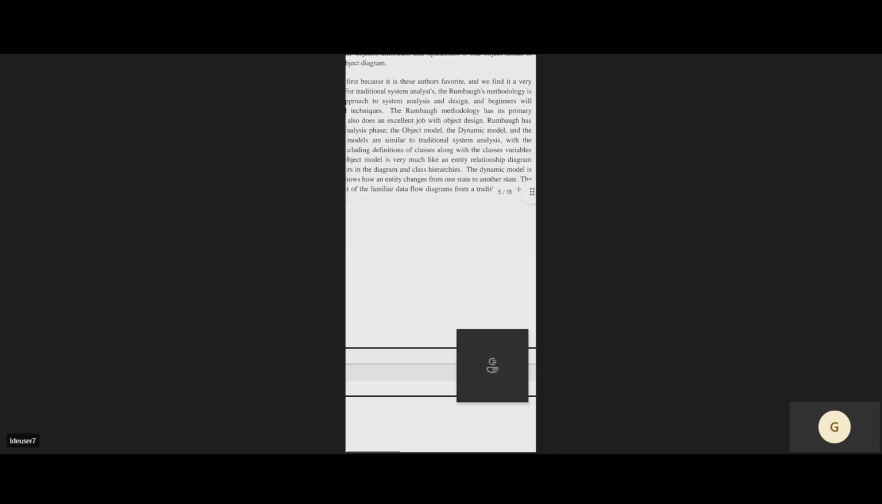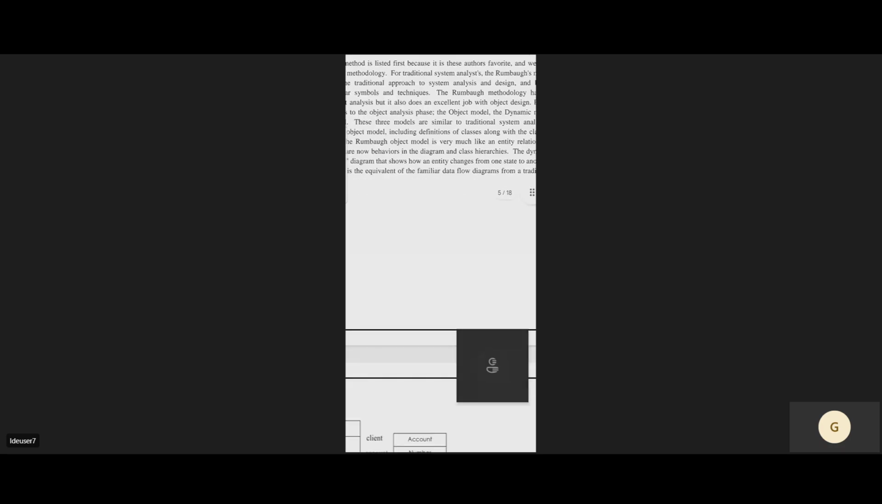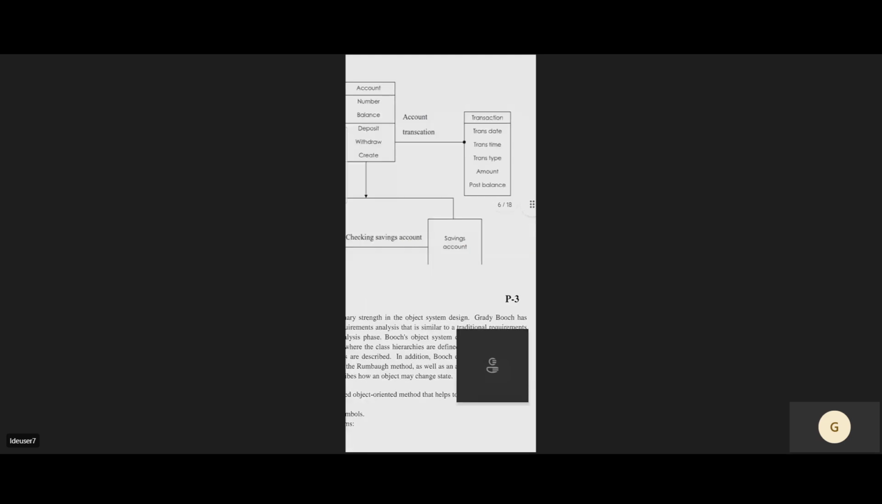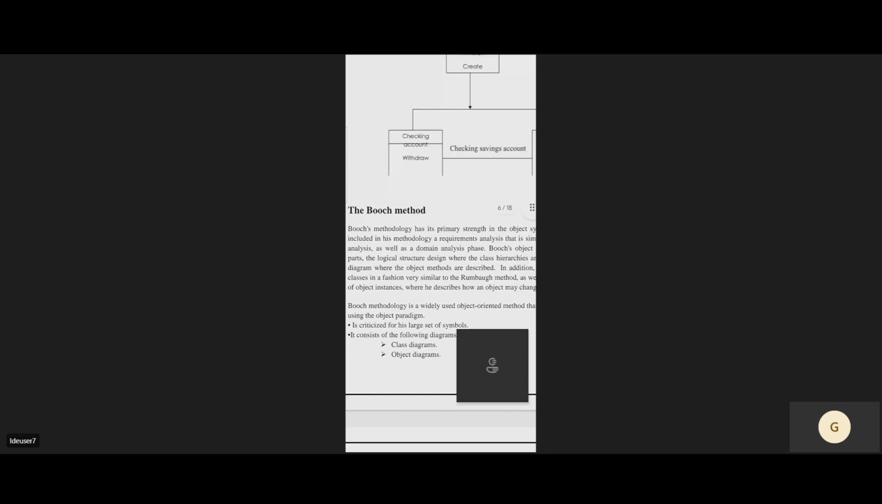The dynamic model is a state transition diagram that shows how an entity changes from one state to another state. The functional model is the equivalent of the familiar data flow diagrams from traditional systems analysis. Now see the diagram view of these models. This is the class diagram, which shows clients, account, transaction and the database called savings account. This is the diagram view of our object methodology.